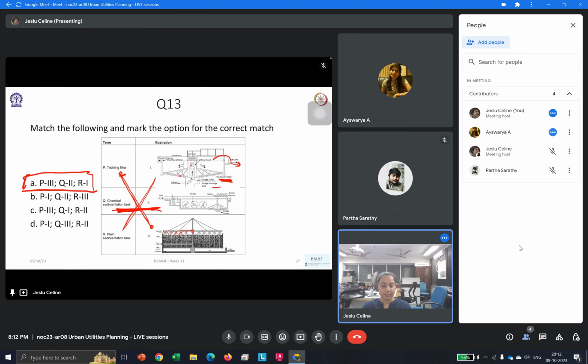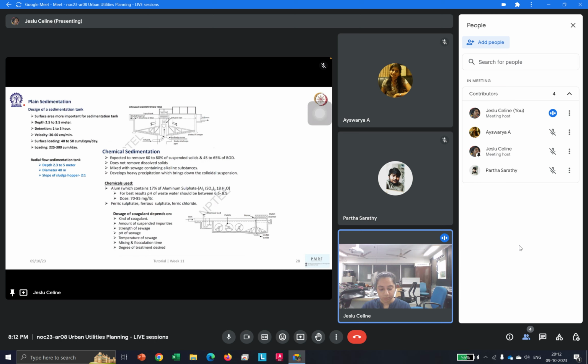No, ma'am. Okay, let's proceed further. Yeah, so this is plain sedimentation. So sedimentation tank, yeah, so that's what, then chemical sedimentation. This slide we have already seen before.